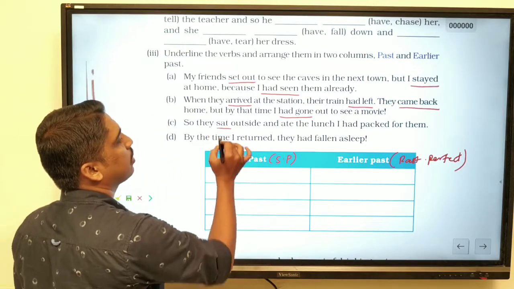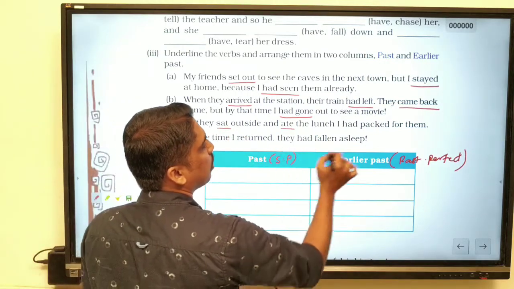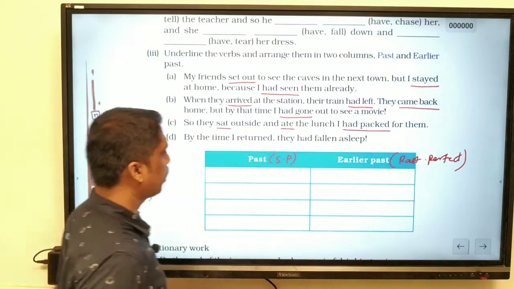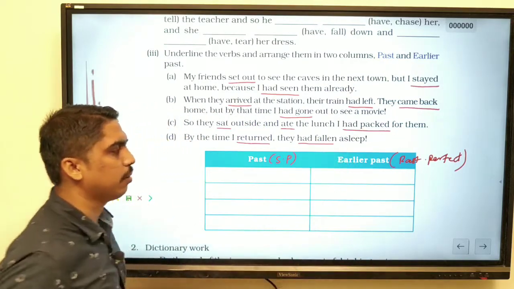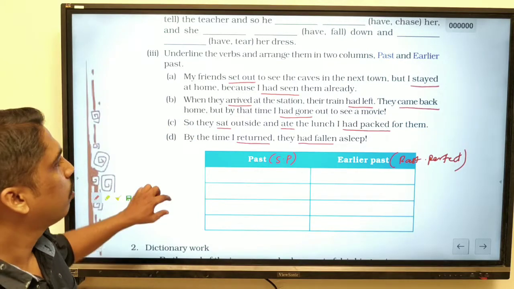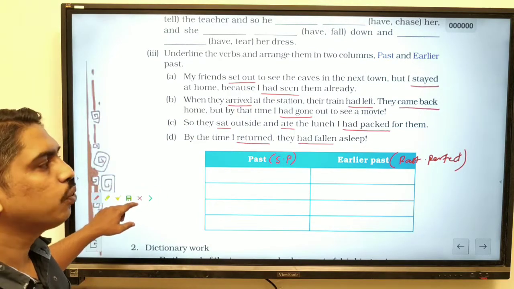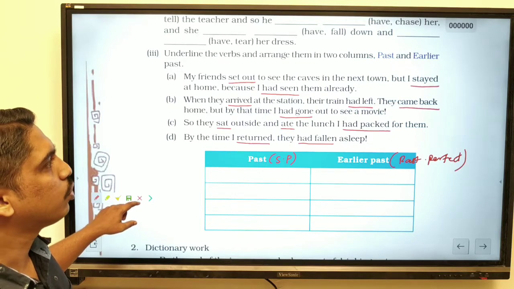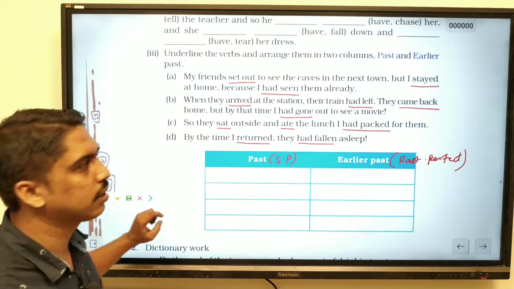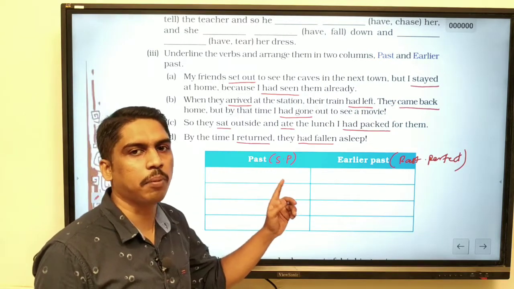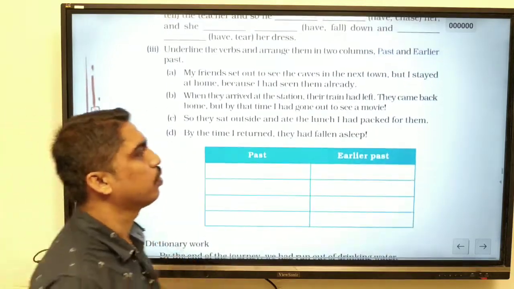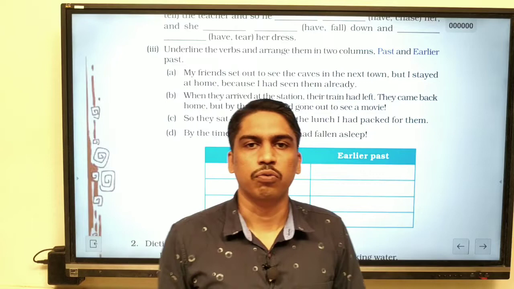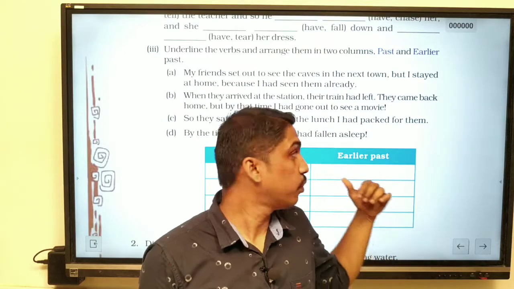അതുപോലെ ഇവിടെ sat and here ate and here had packed. And the last one returned, had fallen asleep. Understand? Okay, so you have to arrange them into two columns, past and earlier past, means simple past and past perfect. Okay, so these are the works for today.